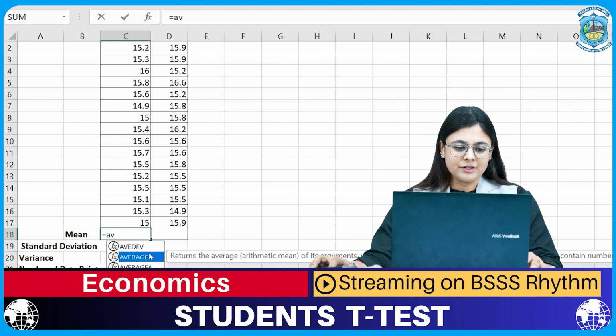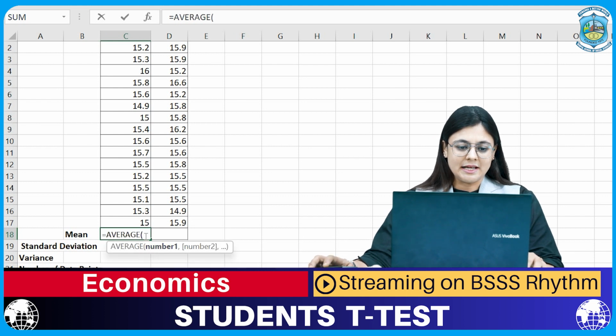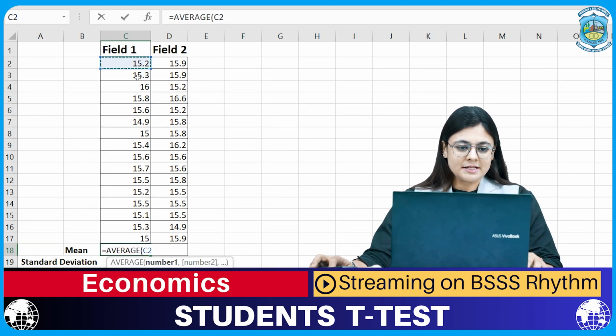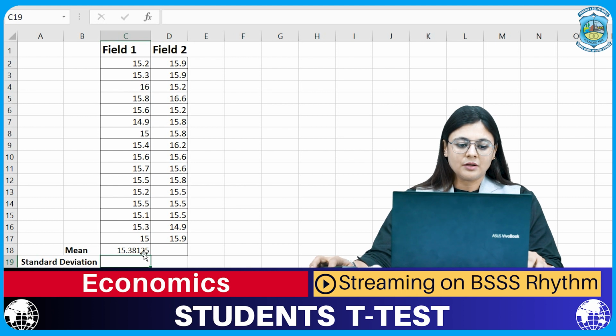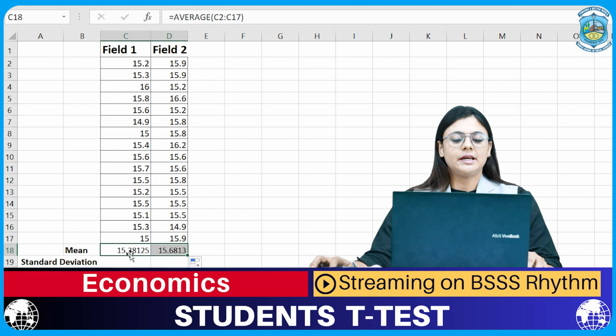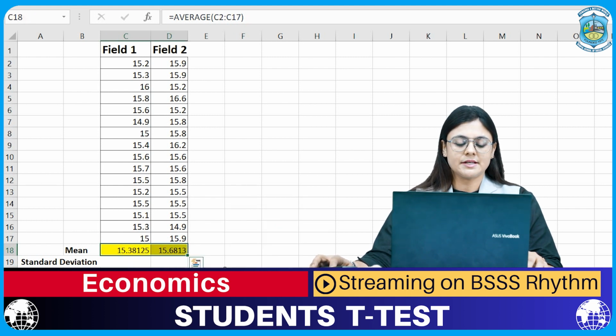So here is the average. So left bracket, select the data for which you want to calculate the average, close the parenthesis and enter. Now the same can be copied to the other cell just by dragging. So we've got the means for both the series.